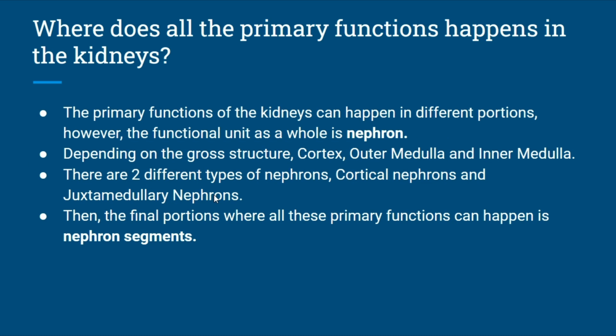So where does all this primary function happen in the kidney? The primary functions of the kidneys happen in different portions, and all these different portions come together into one functional unit, which is called the nephron. And there are millions of nephrons in the kidneys.